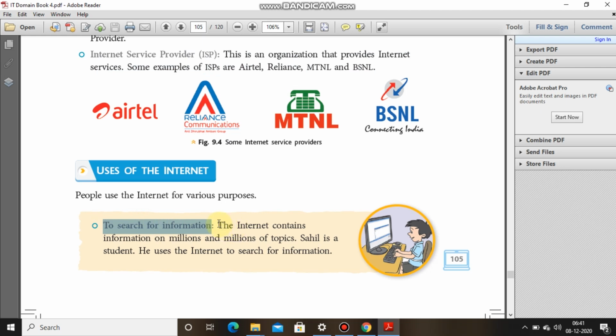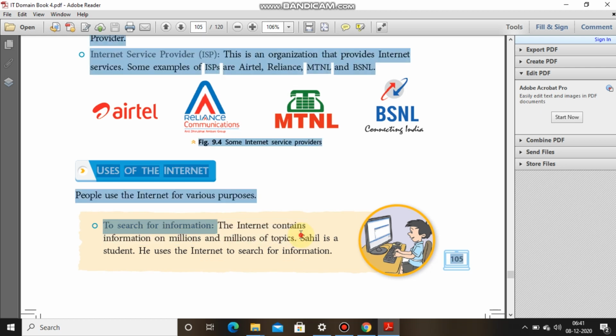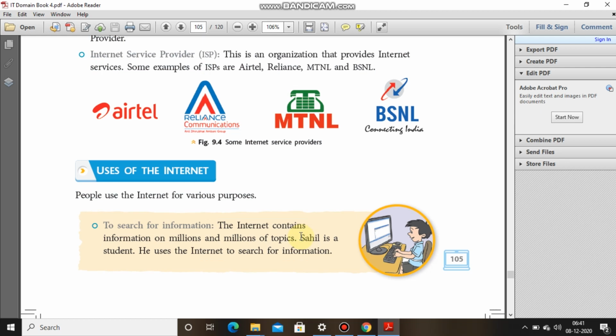To search the information, the internet contains information on millions and millions of topics. You can find information, guidelines, definitions on literally every topic. You can't imagine, such topics are also available. Theories, experiments, stories, such kinds of things are available on internet, which provides useful information for the user.